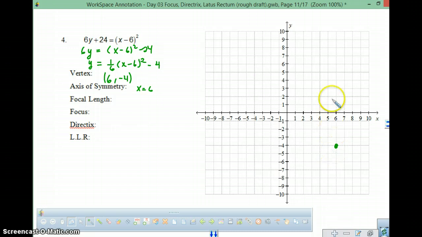I know the axis of symmetry is right here. The focal length is 1 over 4a. A in this case is 1/6. So 1 over 4 times 1/6 becomes 6/4, which is the same thing as 3/2.